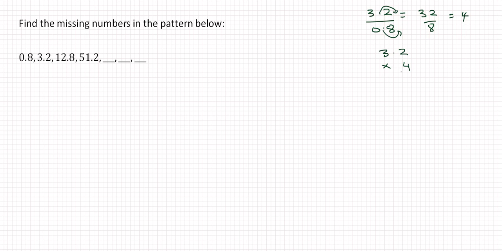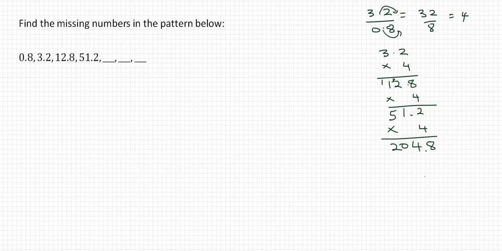3.2 multiplied by 4. 2 multiplied by 4, we have 8. 3 multiplied by 4, we have 12. One decimal place, multiplied by 4. 8 multiplied by 4 is 32. We write 2 here and we bring 3 up here. 2 multiplied by 4, 8 plus 3, 11. So we write 1 here, we bring 1 up here. 1 multiplied by 4 is 4 plus 1, 5. One decimal place, multiplied by 4. 2 multiplied by 4, we have 8. 1 multiplied by 4, we have 4. 5 multiplied by 4, we have 20.